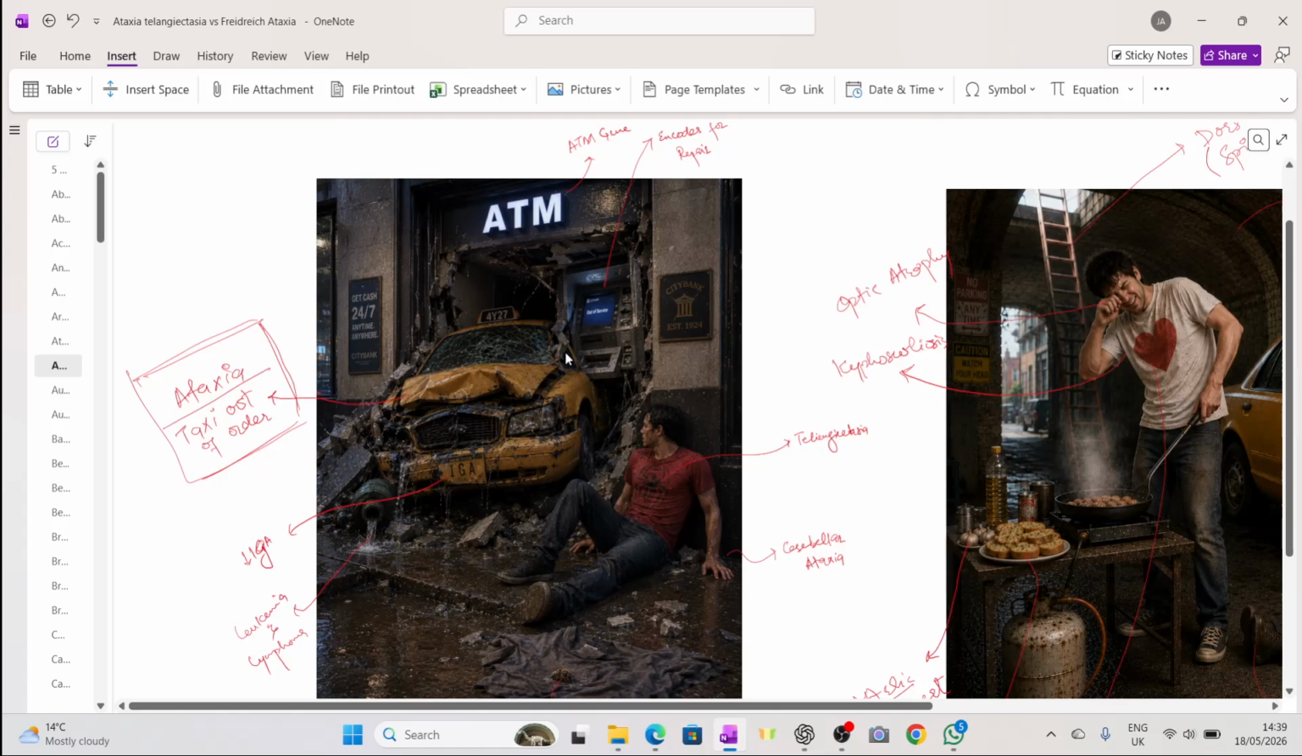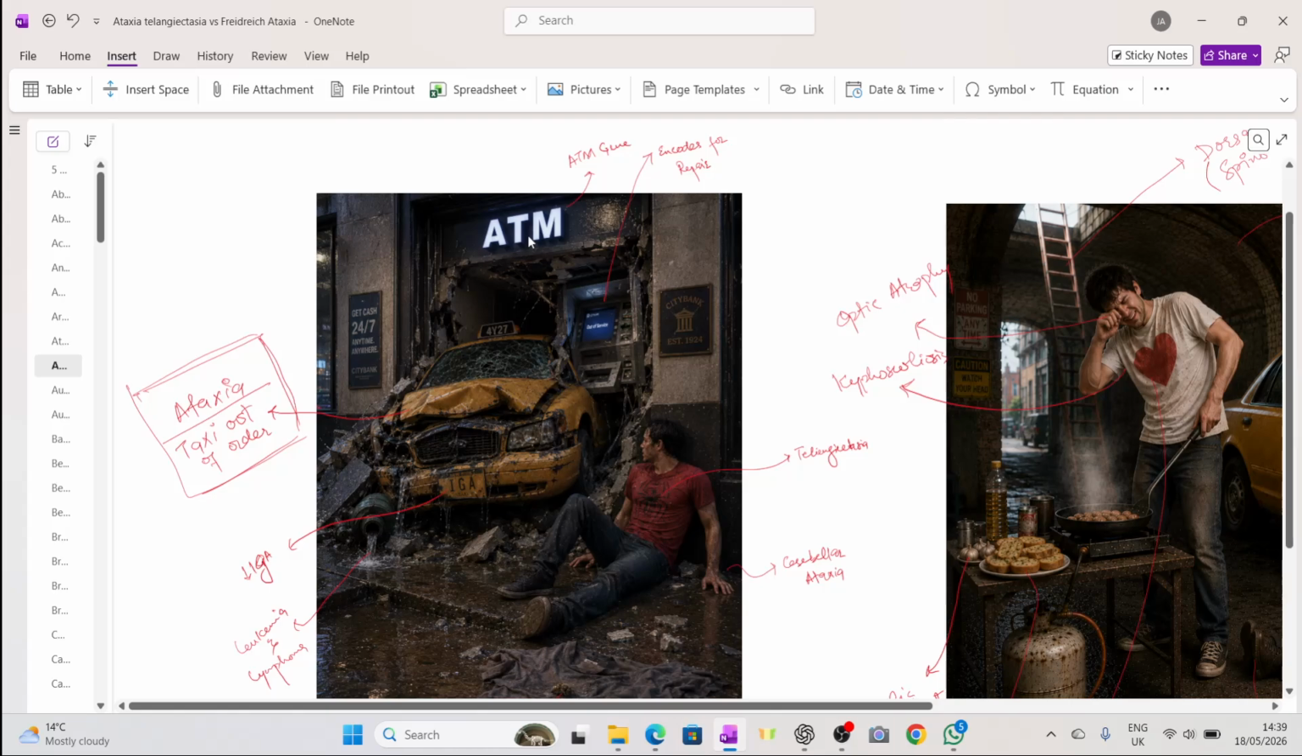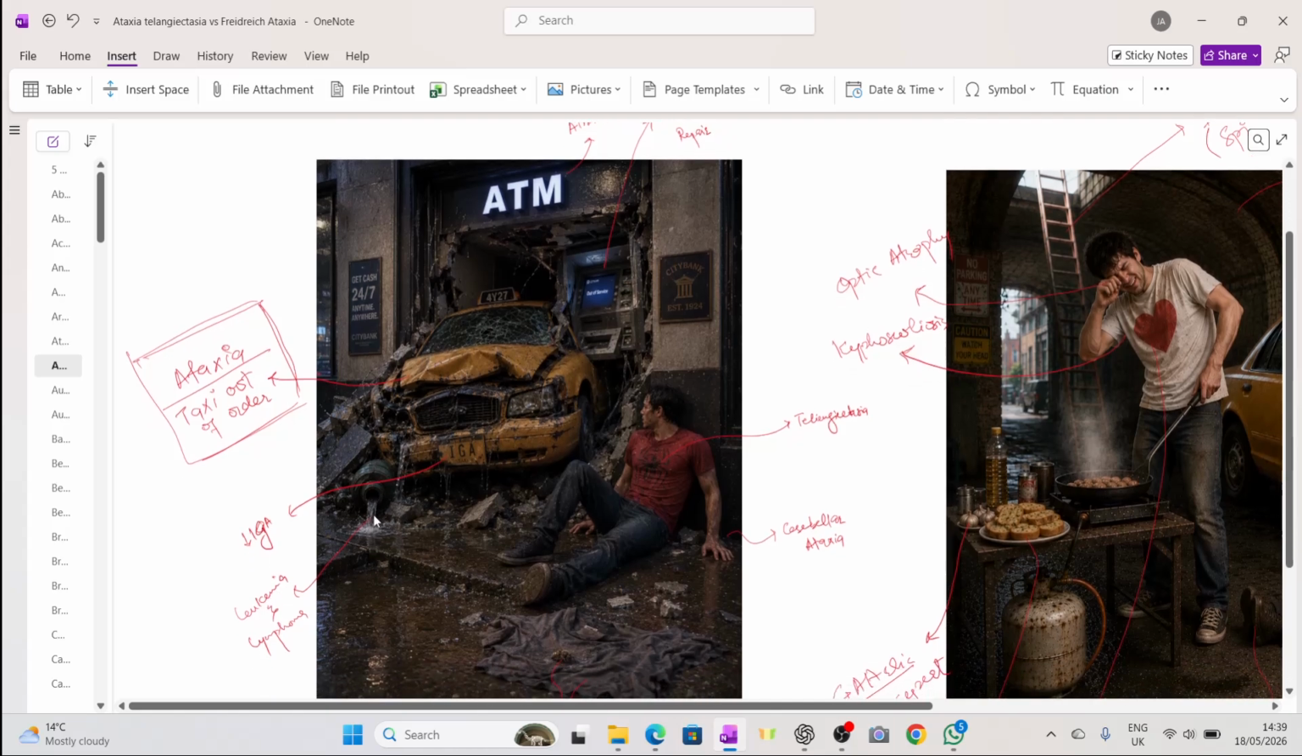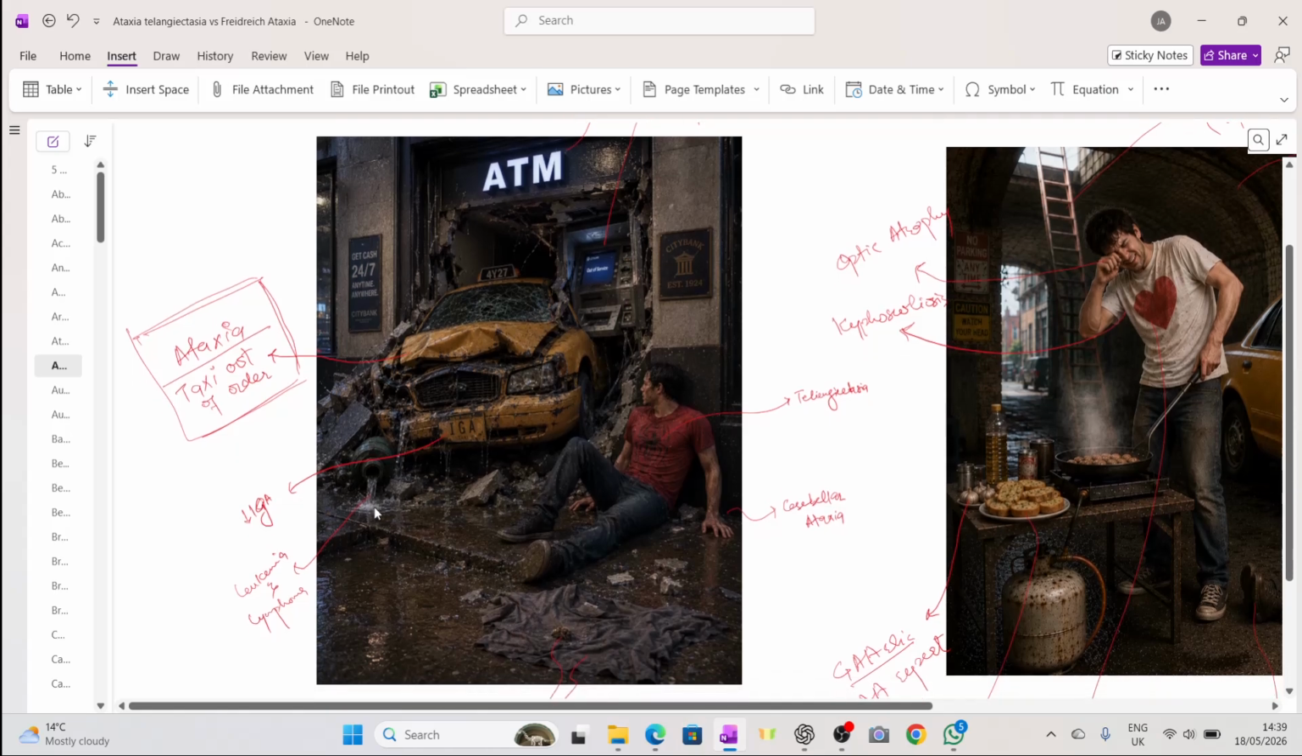Ataxia Telangiectasia is basically caused by a defect in the ATM gene, and this ATM gene is responsible for the repair of DNA. Once the DNA cannot be repaired, these patients tend to be at increased risk of leukemia and lymphoma, which can be shown by this oil as well as water that is dripping down. So, increased risk of leukemia as well as lymphoma.